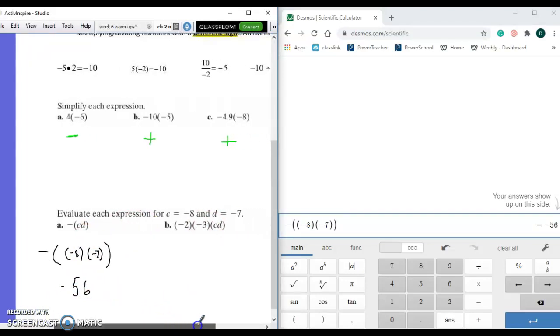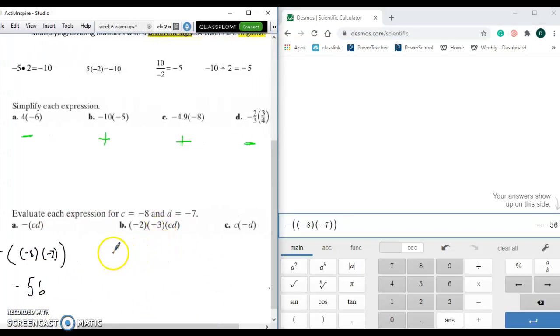All right, over here, again, I am going to do my negative 2, negative 3, and then in parentheses, I have two parentheses that I'm putting in. So what are my substitute numbers? Negative 8, negative 7.